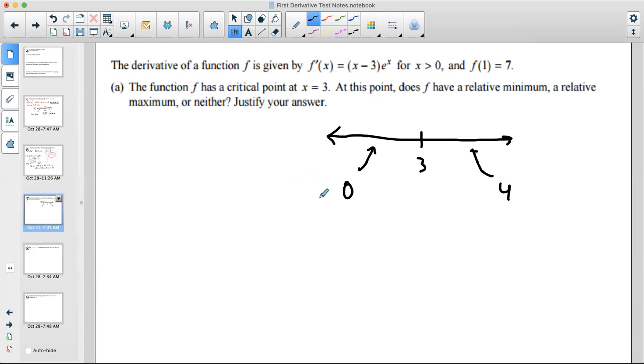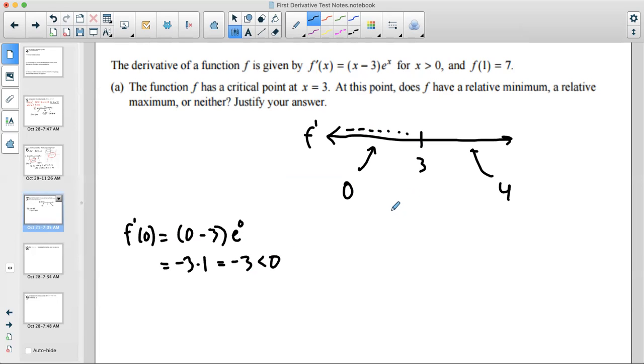So now I evaluate f prime of 0. Sorry, this is the f prime line. I do f prime at 0 and f prime at 4, and I'm going to fill in little minuses or little pluses as is appropriate. So f prime of 0 is 0 minus 3 times e to the 0. e to the 0 is 1. So this is negative 3 times 1, which is negative 3. And that is less than 0. So I put a bunch of negatives over here.